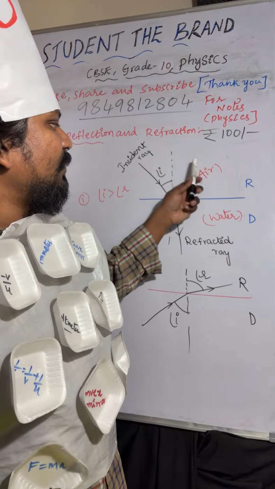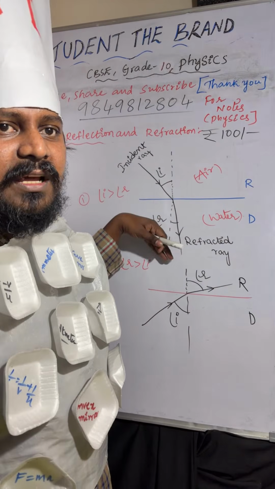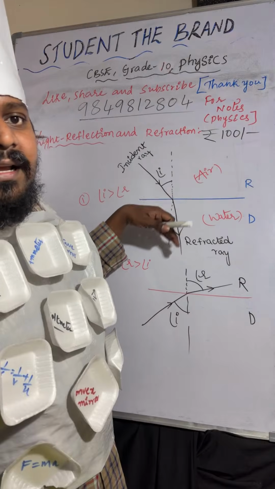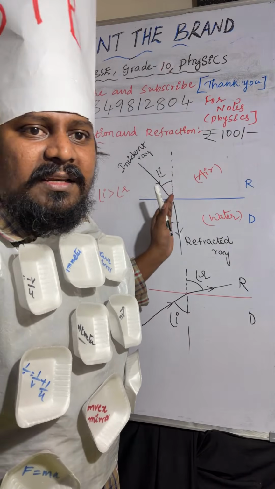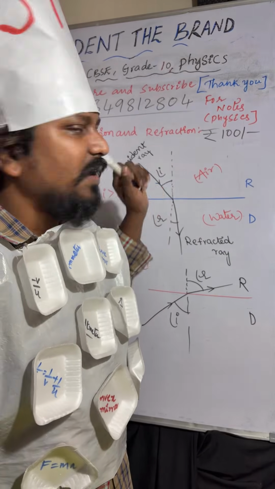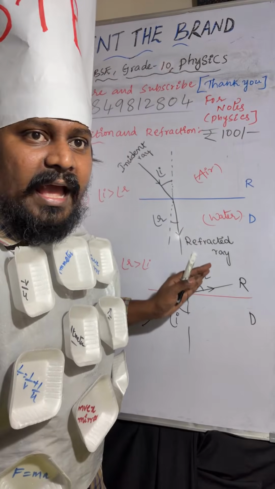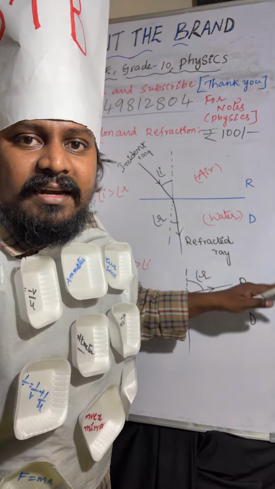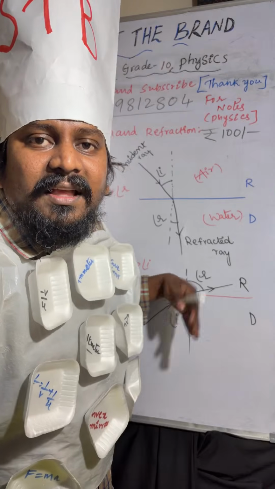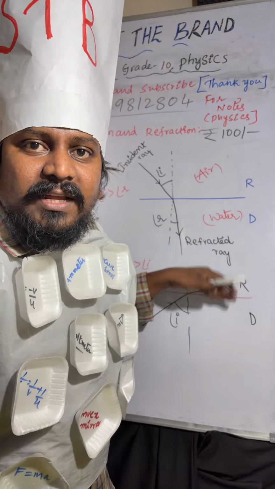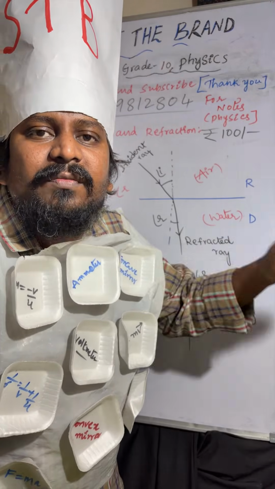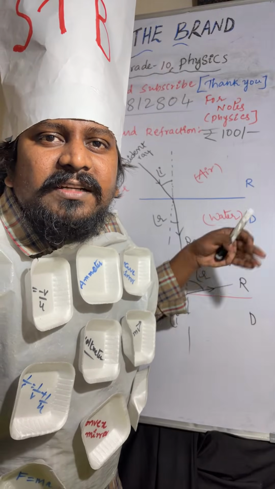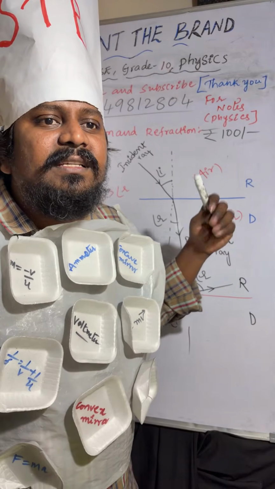When the light ray is passing from rarer to denser, it bends towards the normal line. So here the light ray is moving towards the normal line, so the angle is decreasing compared to the angle of incidence. In this case, the angle of refraction is greater than the angle of incidence, because when it is moving from denser to rarer, it is moving away from the normal line.